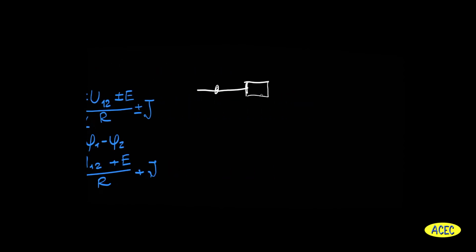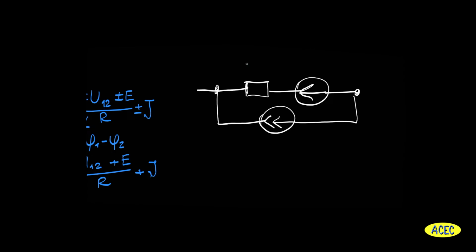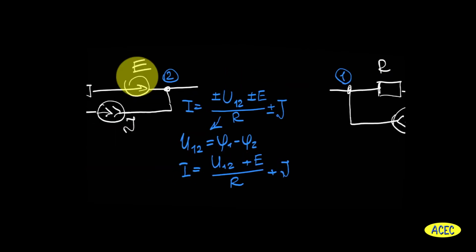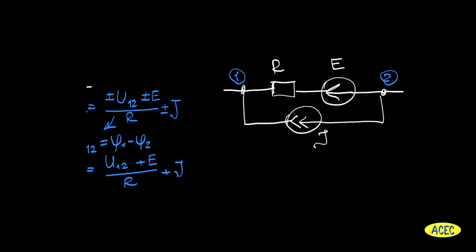In the next example, I'd like to explain how the last equation will be changed according to the direction of voltage source and current source. In the previous example, the direction of voltage source was from node number 1 to node number 2, and respectively the same direction of current source. So these two sources in the equation will be with plus sign.